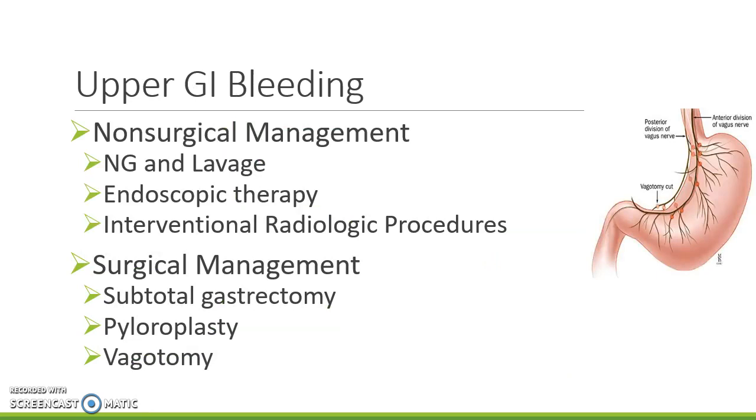And last, we're going to talk about a GI bleed, which is non-surgical management. That could be an NG tube and lavage of room temperature saline or water. Endoscopic therapy could be clipping of the bleed, or electrocautery to coagulate. Interventional radiology procedures would be the clippings. Surgical management again is the subtotal gastrectomy, pyloroplasty, or vagotomy. And the picture shows the vagus nerve and where the vagotomy cut would be.